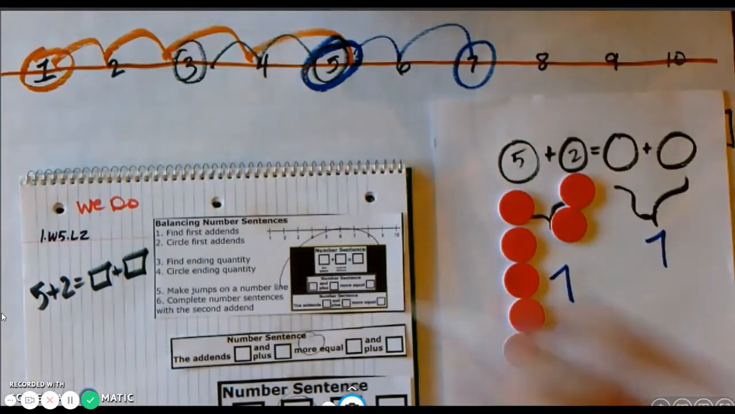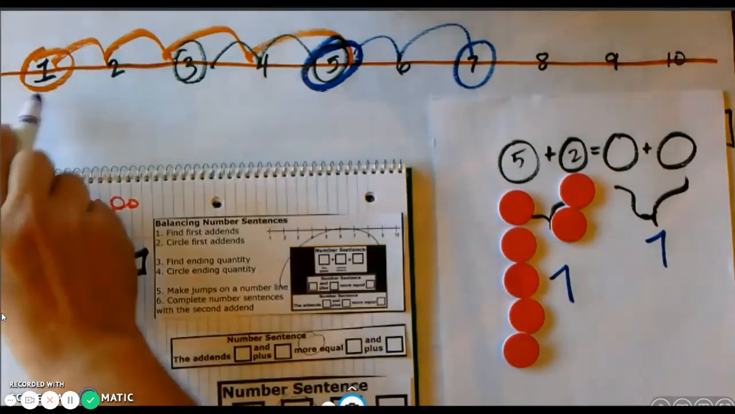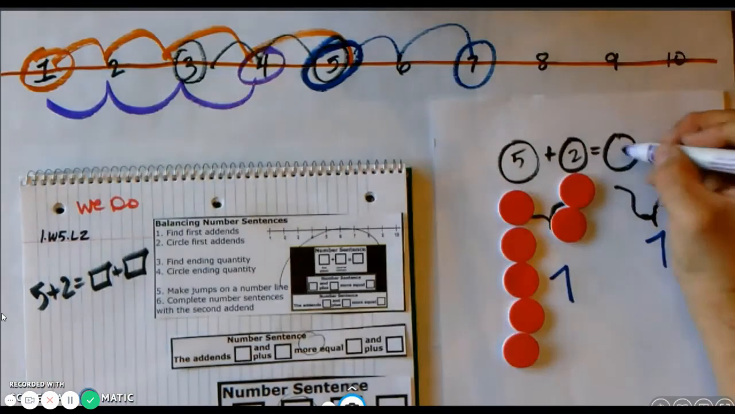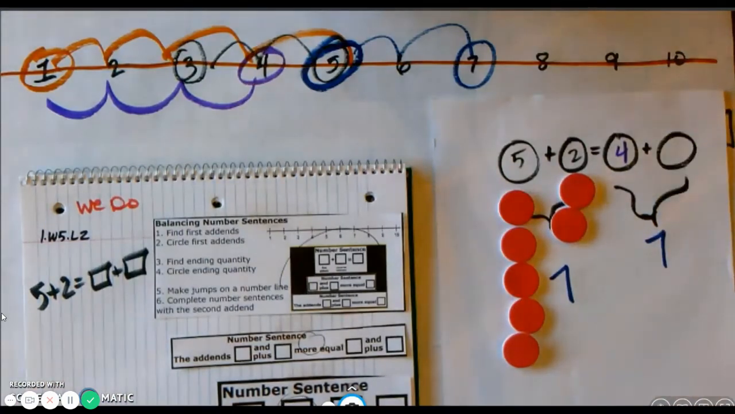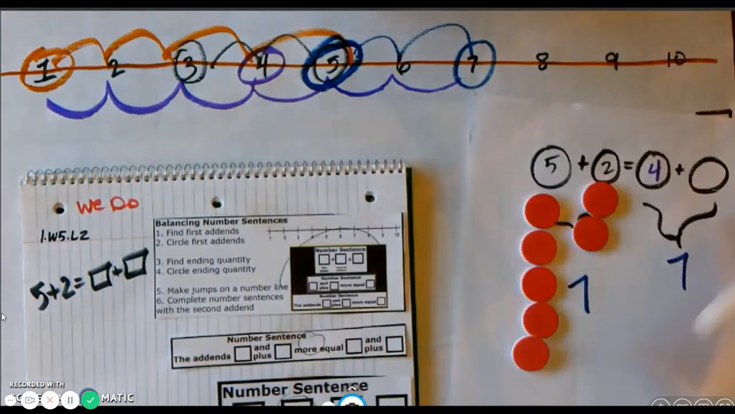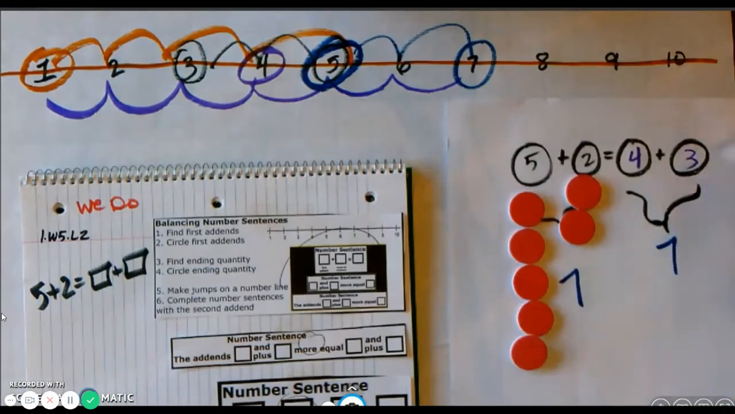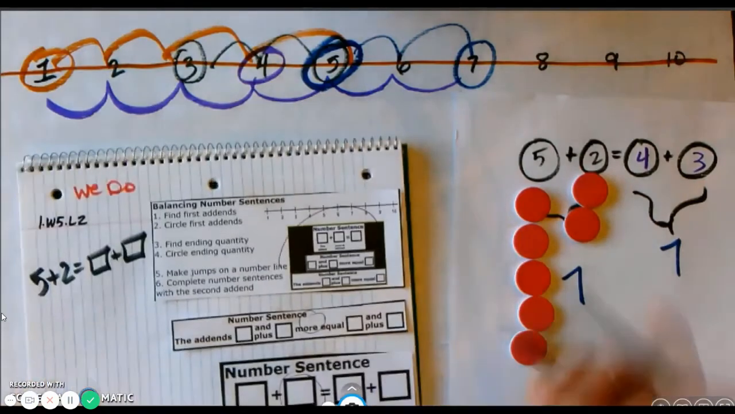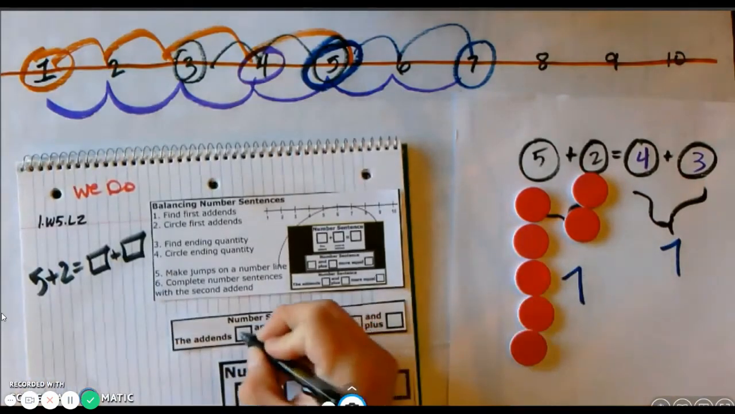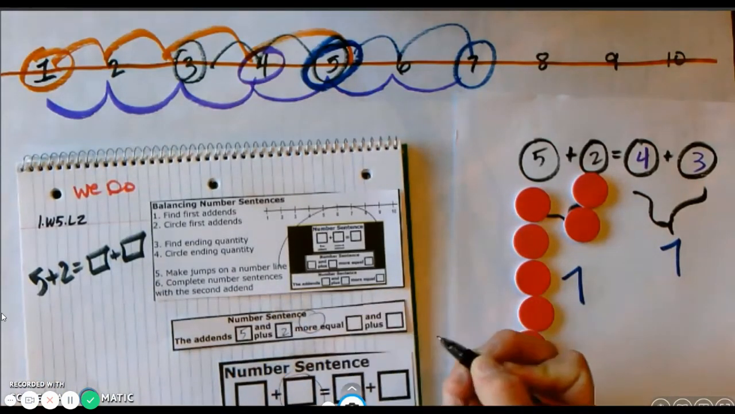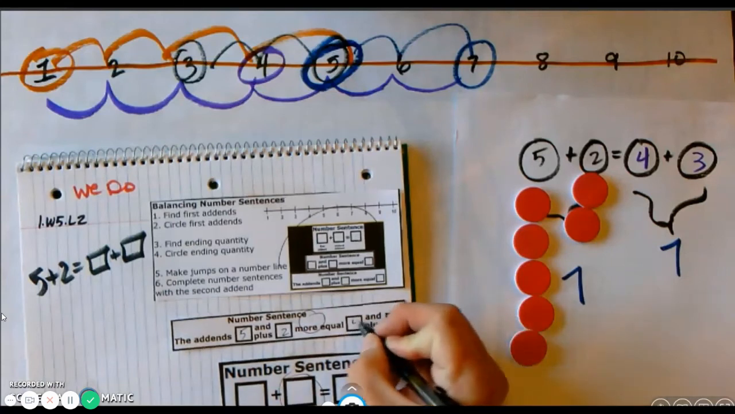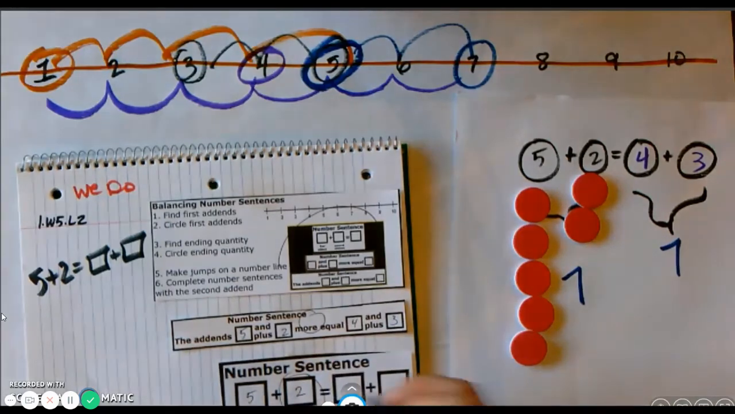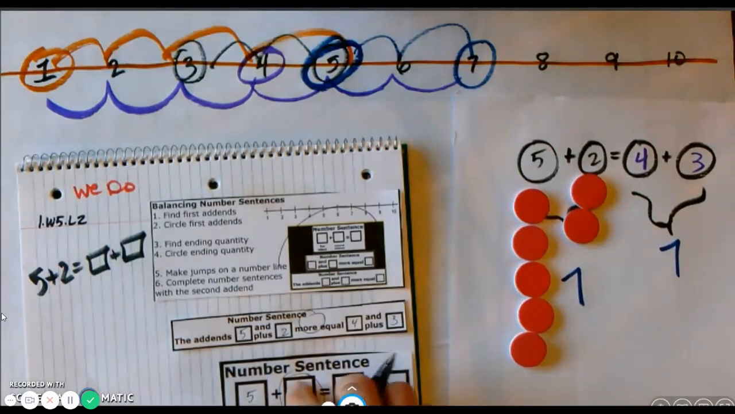So let me do this. I want to start with the number 1, 2, 3. So let me start with the number 4. So if I say 4, then I can go ahead and say 1, 2, 3 more. That could be an answer. So then the way I would fill my paper out would be the add-ins 5 plus 2 more equal 4 plus 3. Or the first add-in of 5 and then the second add-in of 2 equal 4 plus 3.